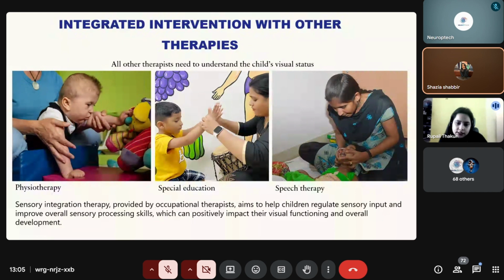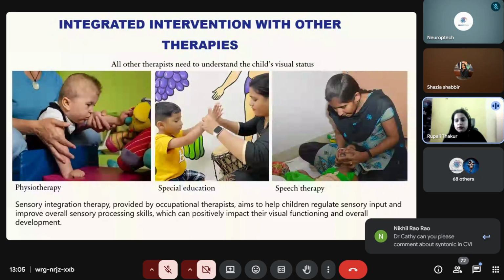No, I have not tried any syntonic therapy in a CVI child, but yes, I have learned about this, because syntonics works on wave therapy, so it is going to stimulate a particular integral part of the brain, but it is not going to treat CVI completely. But in terms of vision, suppose anybody doesn't have vision and they are able to fix it, then syntonics is going to help them improve their vision, but not much, because I have not done this and I am not aware of it. So I can only say whatever I have read about it.